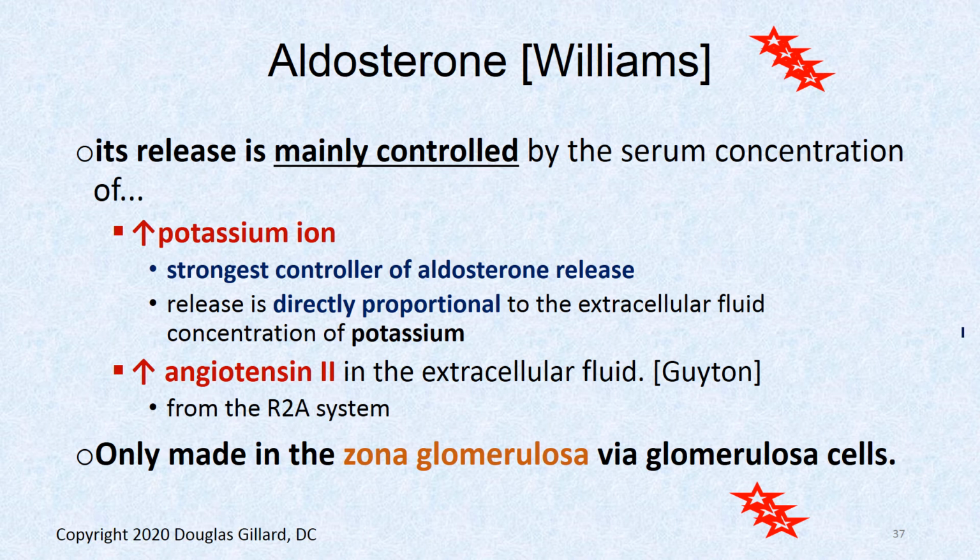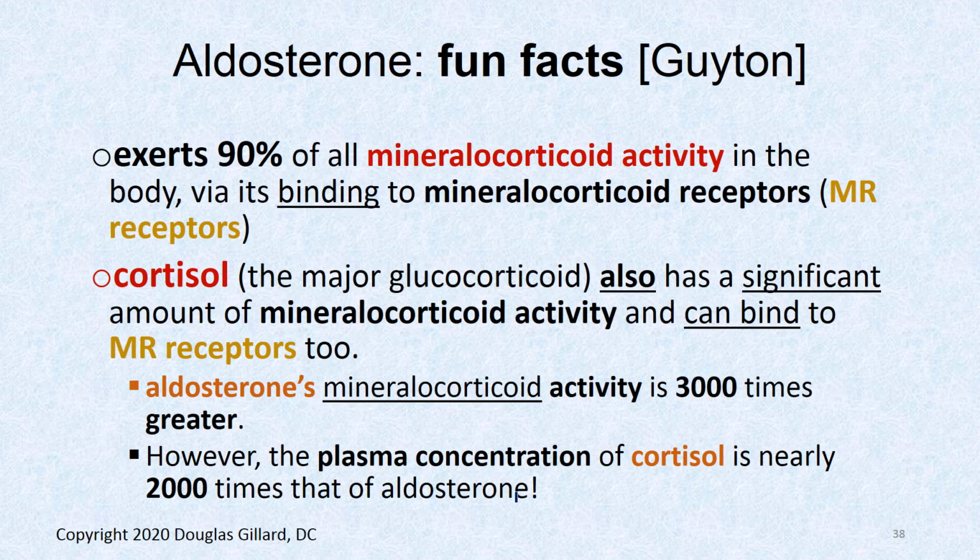Okay, what else do we got here? It's only made in the zona glomerulosa. It's not made anywhere else normally in the body. We'll look at some conditions of hyperaldosteronism, where you could have a tumor making aldosterone. We'll get to that. Some fun facts from Guyton.